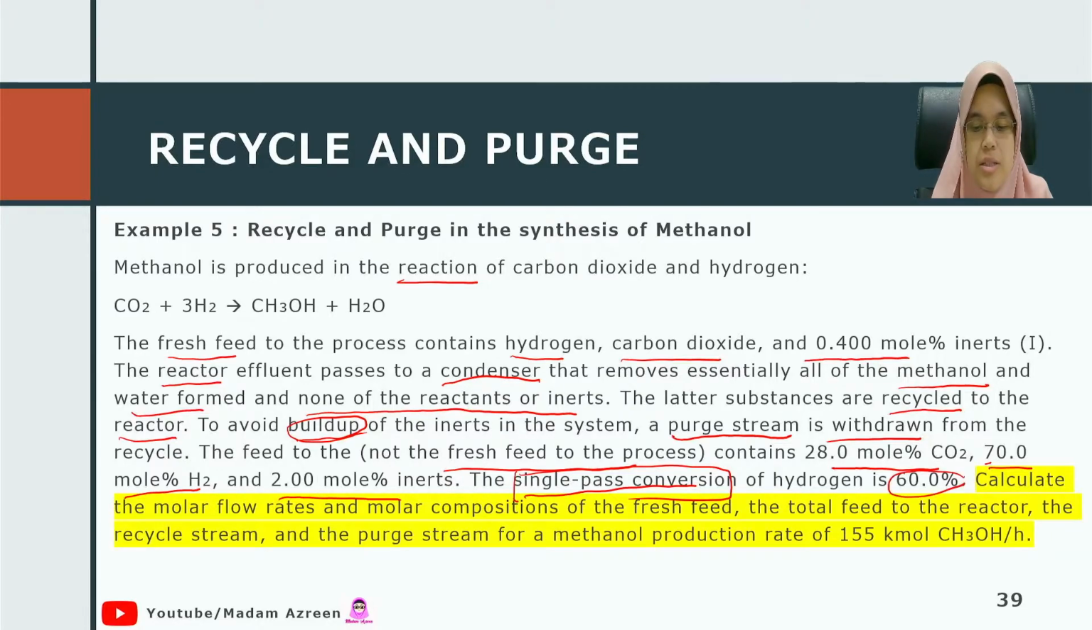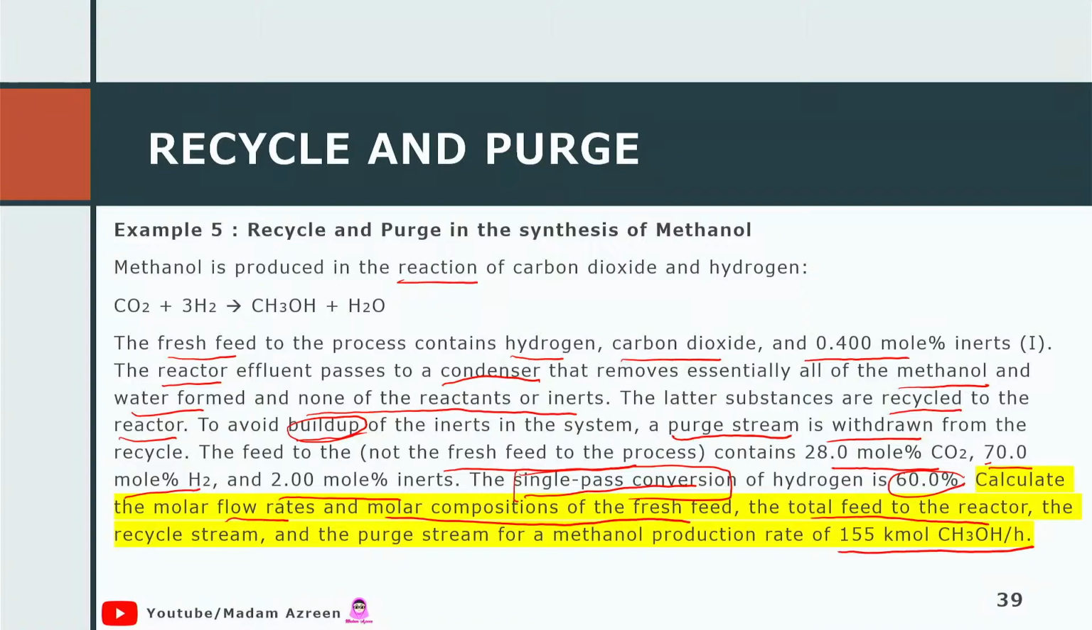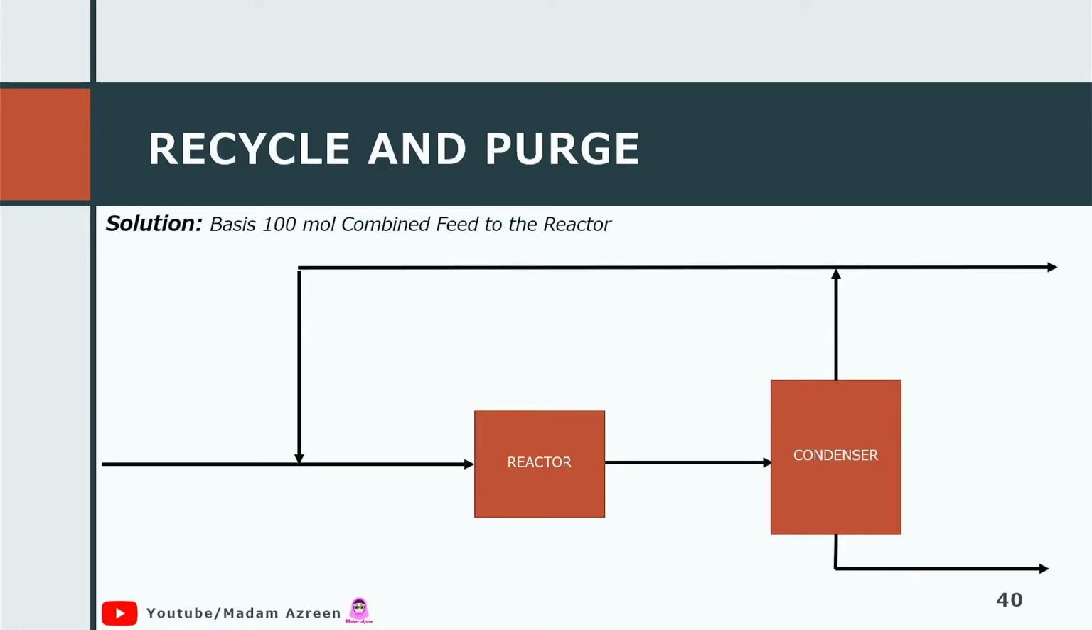It is 60%. So you need to calculate the molar flow rate and molar composition of the fresh feed. Okay, we don't know the flow rate and the composition, and the total feed to the reactor. Okay, the total feed to the reactor and the recycle stream together with the purge stream for the 155 kilomole production of methanol. Okay, so this is the block diagram for this process.